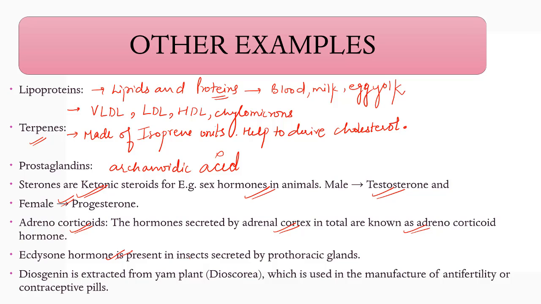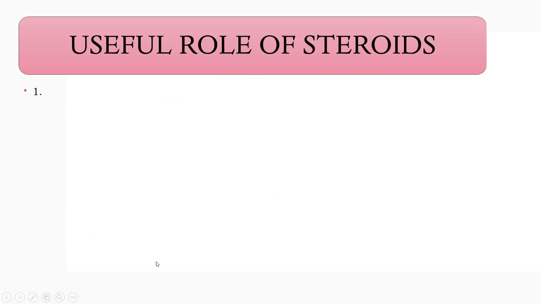Ecdysone hormone is present in insects, secreted by the prothoracic glands. Diosgenin is extracted from the yam plant, Dioscorea, which is used in the manufacturing of anti-fertility or contraceptive pills. The useful role of steroids we have already discussed in the very first lecture.